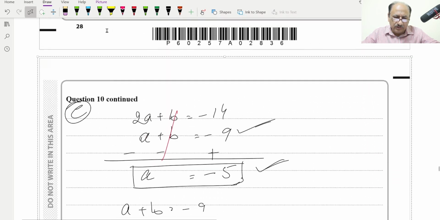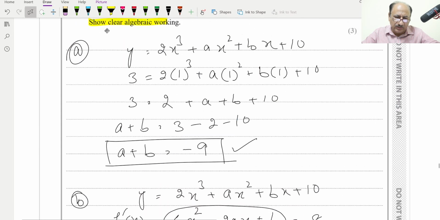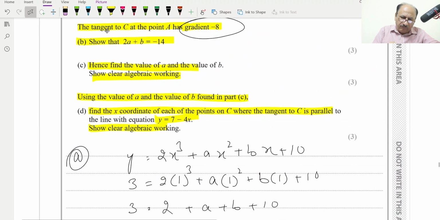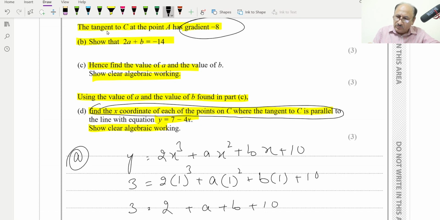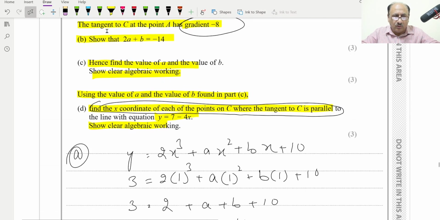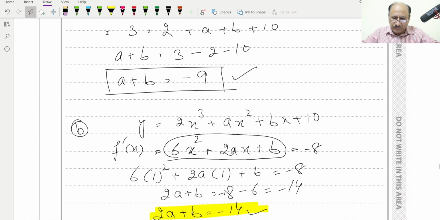And if we go through the question again, it is saying find the x coordinate of each of the points on C where the tangent to C is parallel to this line, and we have shown all our working also. This is done.